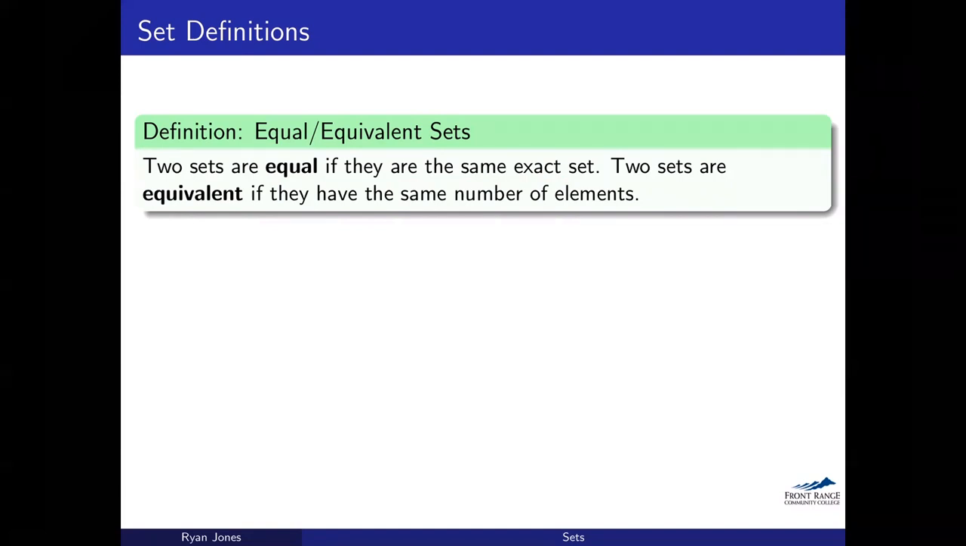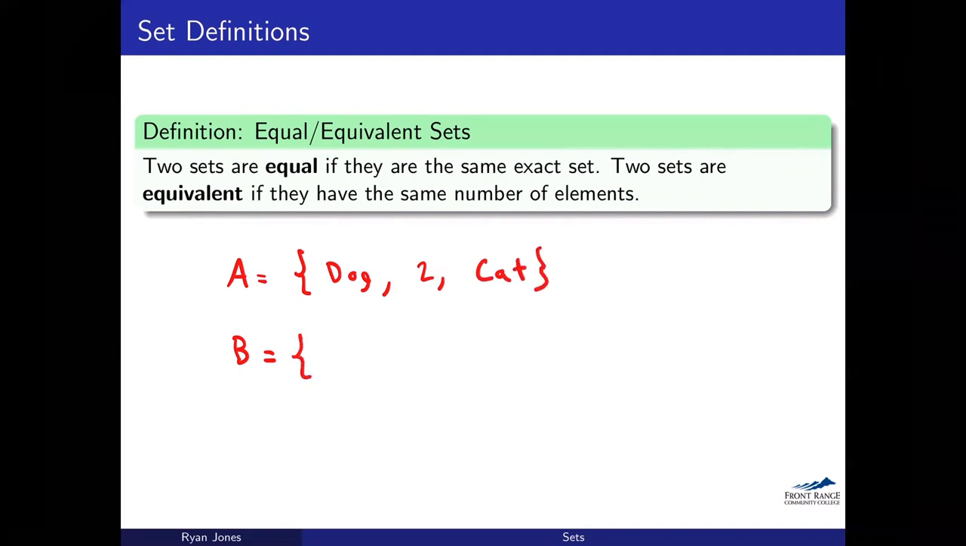Two sets are equivalent if they have the same number of elements. And this is where things get a little weird. If I have a set A and I have a set B, and the set A is dog, 2, cat.